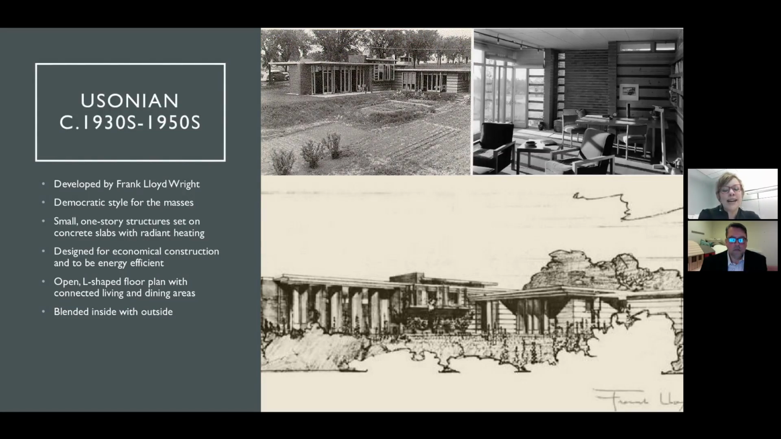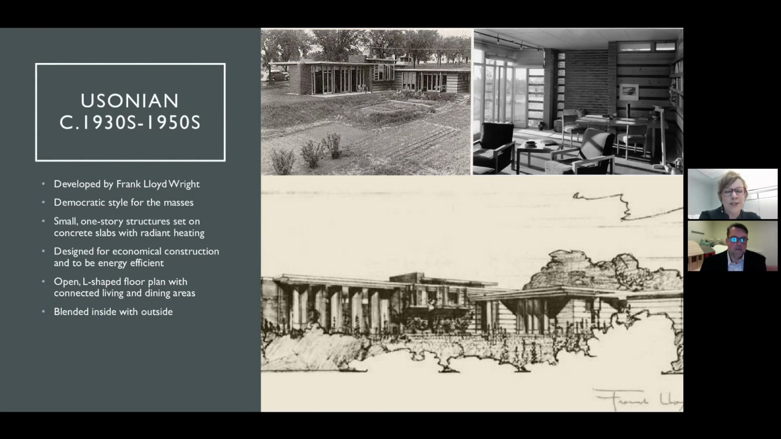So one of those people theorizing the new form of housing, we get back to Frank Lloyd Wright again, who developed the Usonian in the 1930s. He really saw this as a democratic style for the masses. He was trying to develop a more affordable home, though Usonians as built by Wright still weren't really affordable.